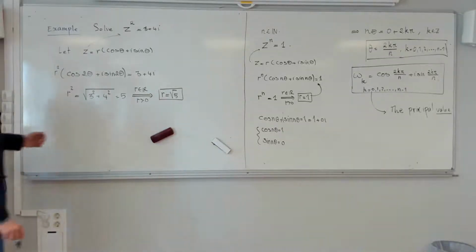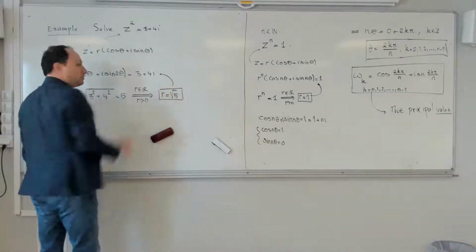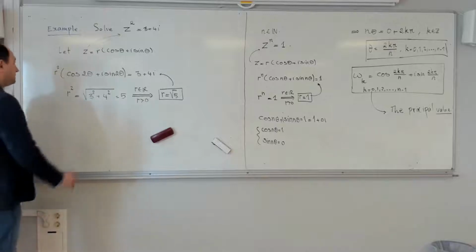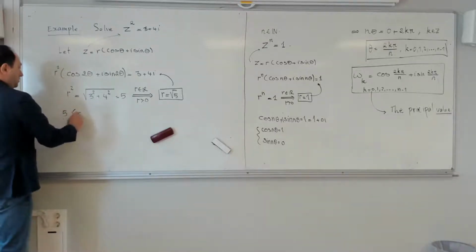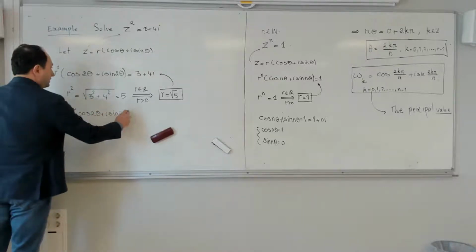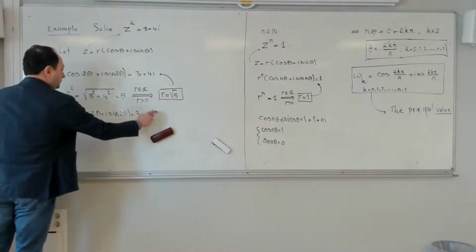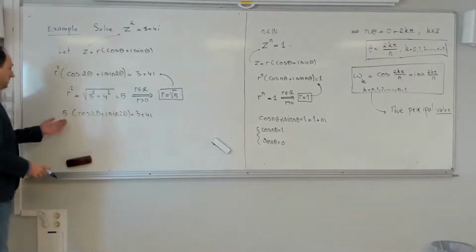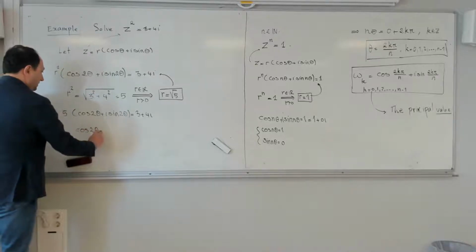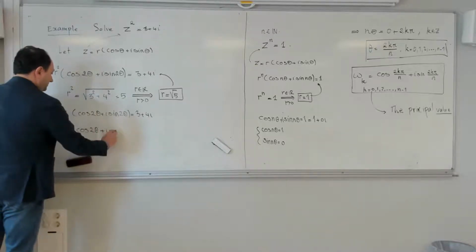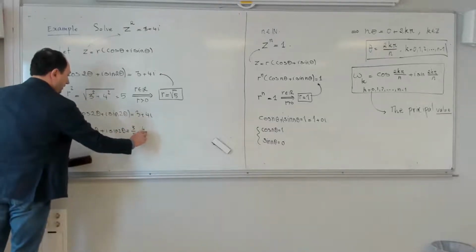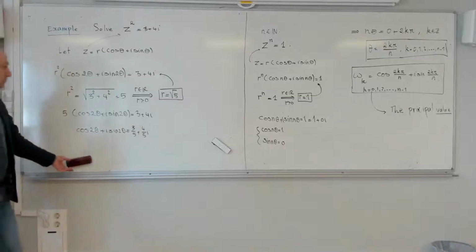Okay, and then what I have to do, you remember, is plug this back into this equation. And then what I get is 5 times cosine 2 theta plus i sine 2 theta. On the right-hand side, I will have 3 plus 4i. But I think it would be easier if I divide by 5 first. So it becomes cosine 2 theta plus i sine 2 theta is equal to 3 over 5 plus 4 over 5 i. Now they are easily comparable, yes?